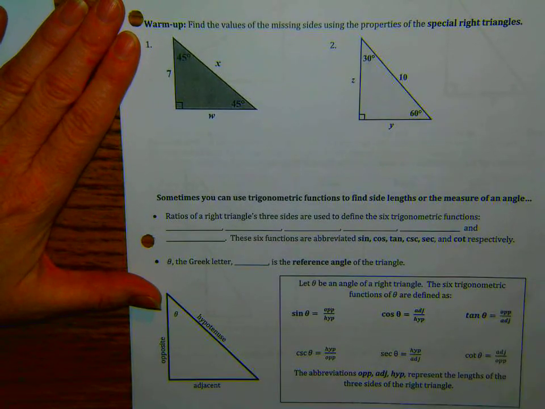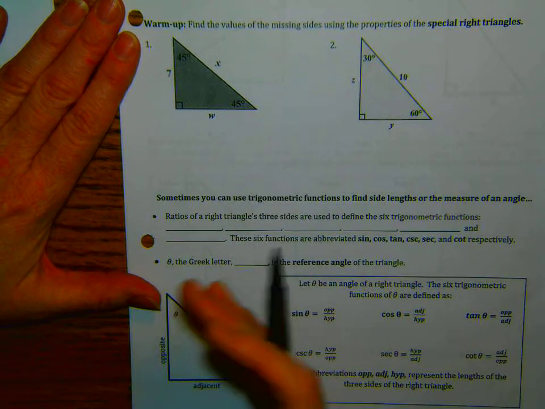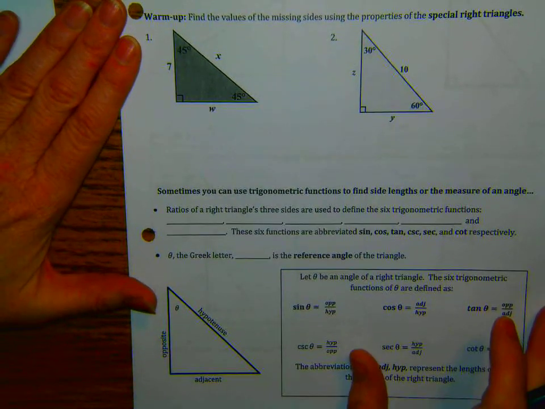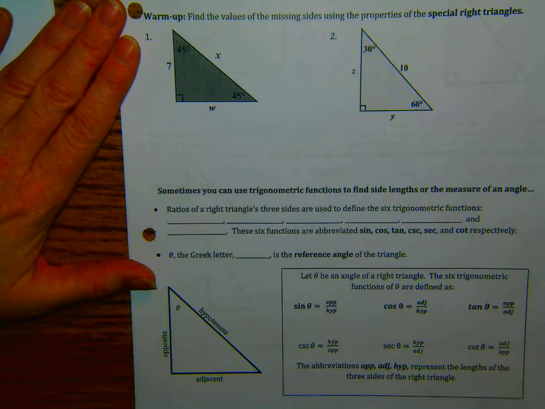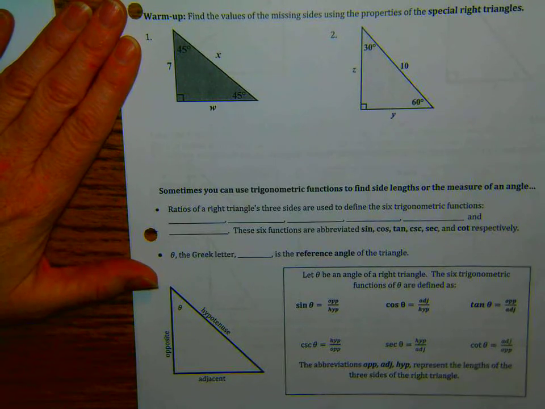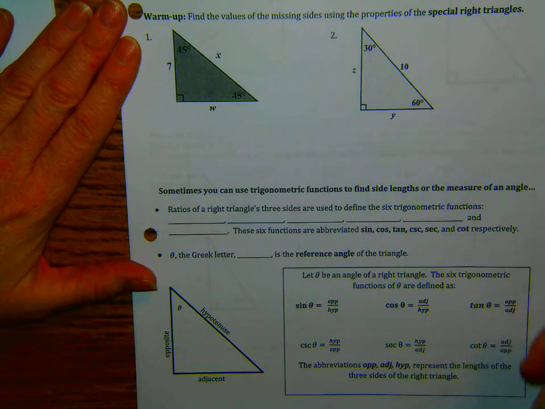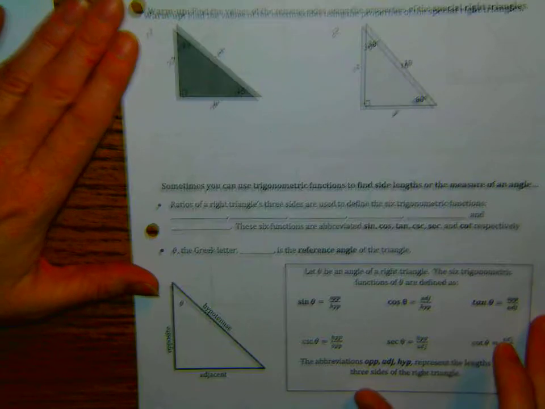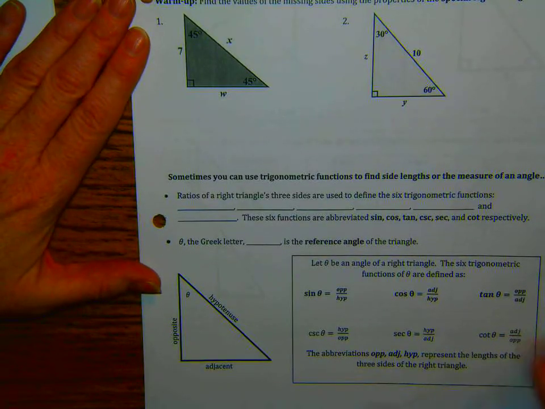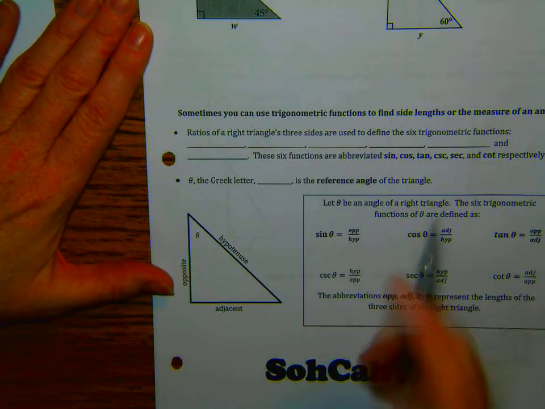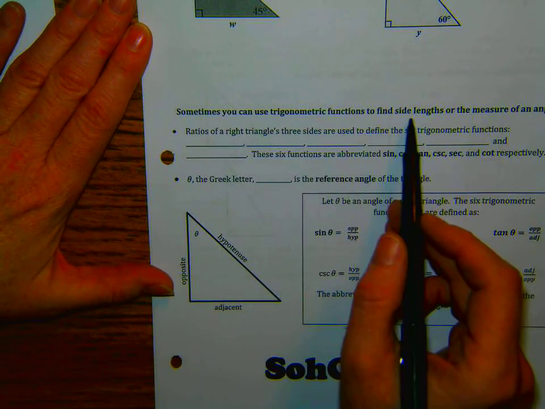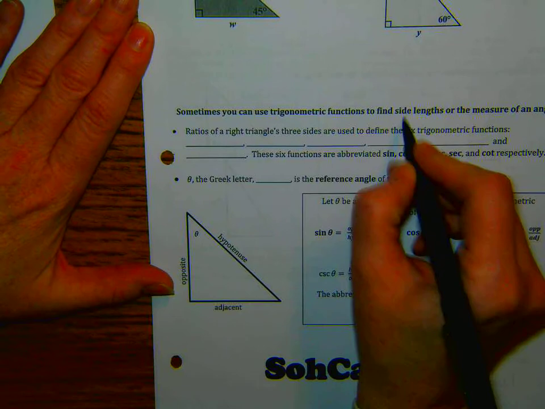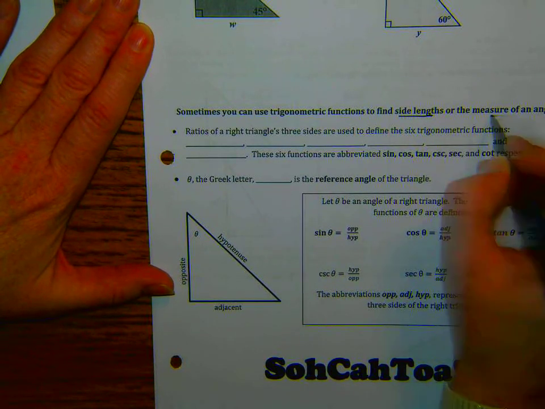If we have a right triangle, whether it's a special right triangle or any other, we can solve the length of any side or any angle. And that's because of the ratio of the sides. So let's delve into that. So here we have it. Sometimes you can use trigonometric functions to find the side lengths or the measure of an angle. So that's where we're going, the side lengths or the measure of an angle.